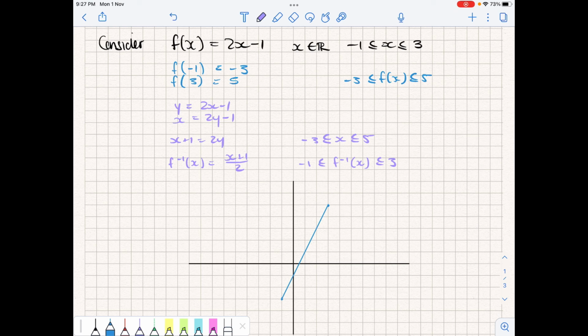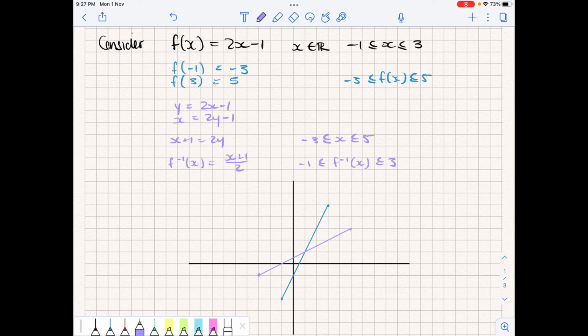And likewise with the inverse, we can do the same thing. So at the lower end, we have x equal to -3, y equal to -1, that's down over there. And then at the other end, we have x equal to 5, and the inverse equal to 3. So that'll be over here. So we can just join the dots.